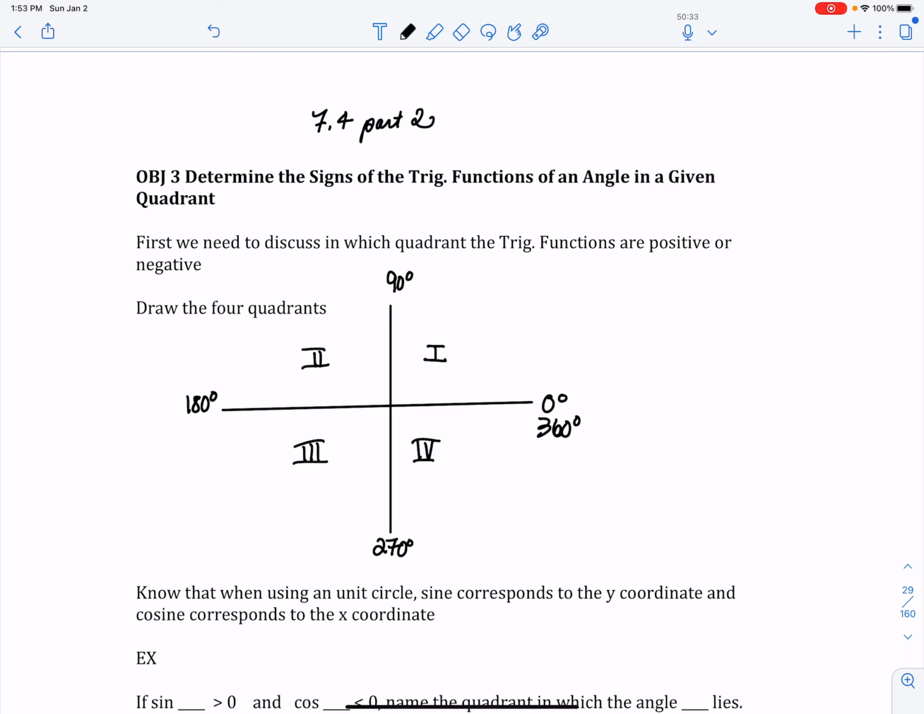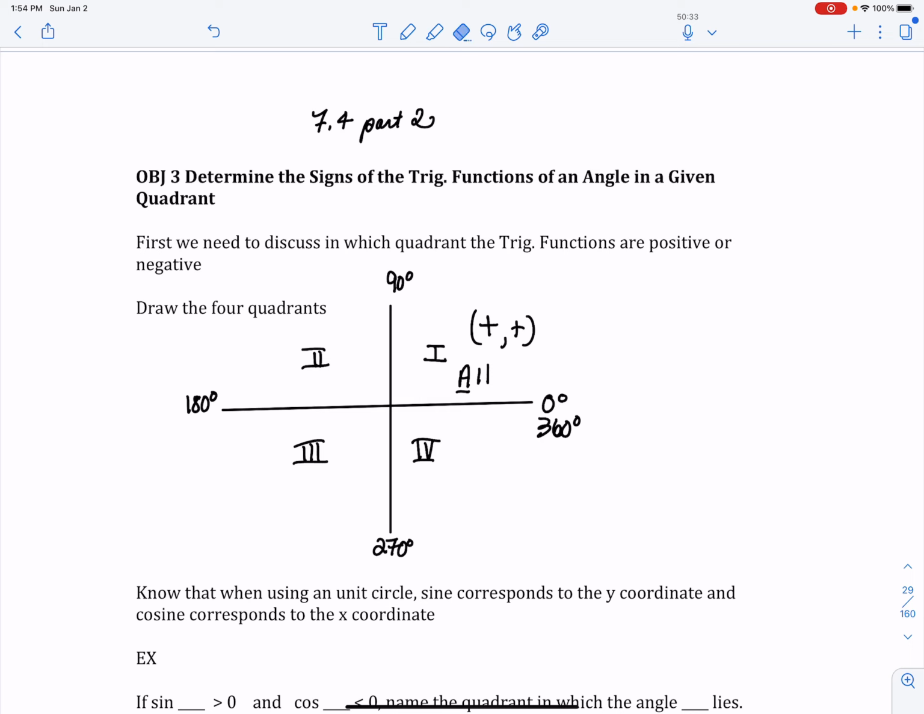So when we talk about the unit circle, we talked about what quadrants are positive and which ones are negative. In quadrant 1, both your x value and your y value are positive. Therefore, if we take tangent, which remember is sine over cosine, it's also going to be positive. So basically all of the trig functions are positive in quadrant 1.